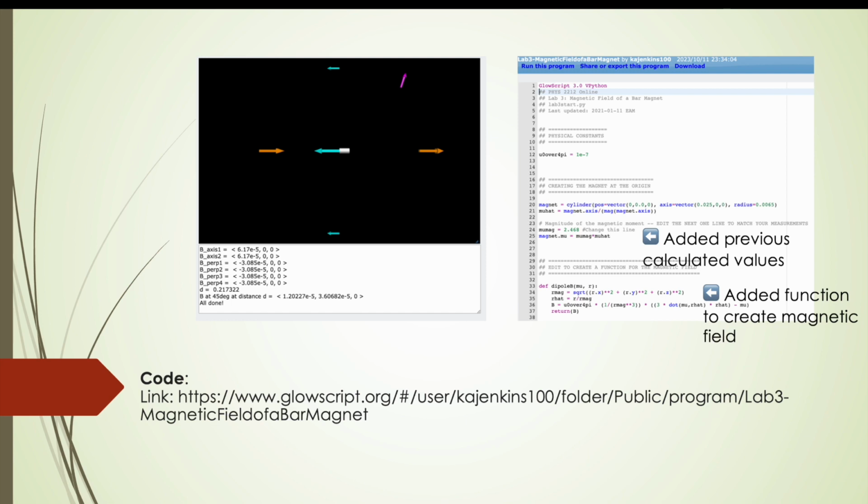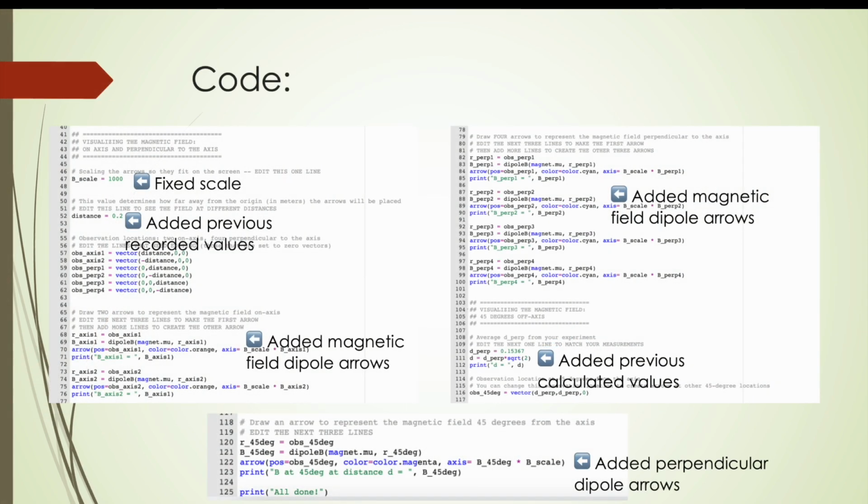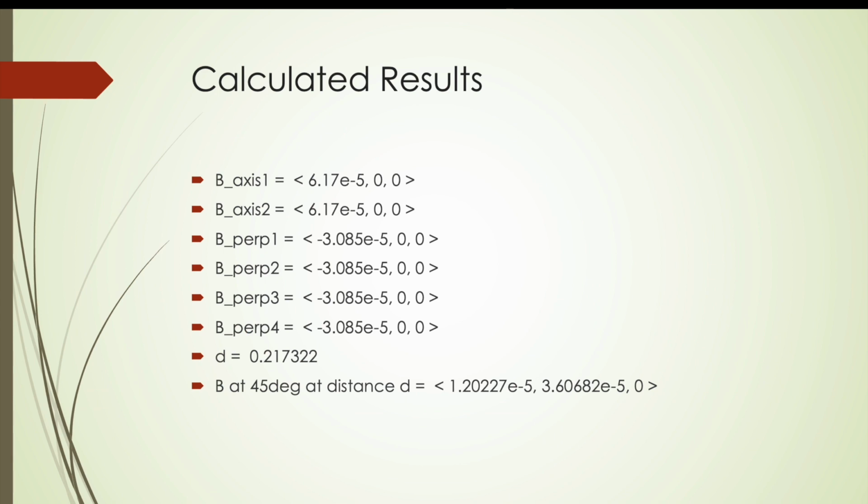Here, you can see on line 25, I've added previously calculated values. And on lines 33 through 37, I've added a function to create a magnetic field. Then, I've also fixed the scale and added previously recorded values, as well as creating magnetic dipole errors and adding magnetic field dipole errors. It is important to note that these were provided in the sample code and then just changed slightly in order to fit what the instructions wanted. Then I added the previously calculated values for the perpendicular distance, as well as added the perpendicular dipole arrows below. These are the calculated results in their entirety.